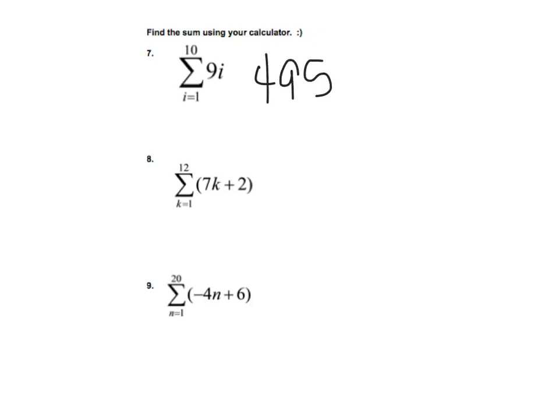If you did it correctly, you should get 495. You can take a few minutes, pause the video, try these problems to make sure that you're getting the right thing in the calculator. And on the second one, you should get 570. And the third one, you should get negative 720. So take a minute, practice using your calculator to do that correctly.